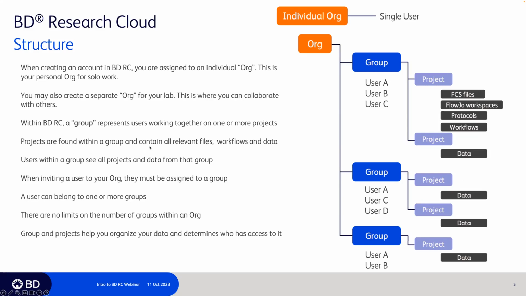Projects are found within a group and contain all relevant files, workflows, and data. Users within a group will see all the projects and data from that group. And when you invite users to your organization, you must assign them to a group, so that will dictate what data they have access to. A user can belong to one or more groups, and there are no limits on the number of groups within the organization. Groups and projects help you organize your data and determine who has access to it.